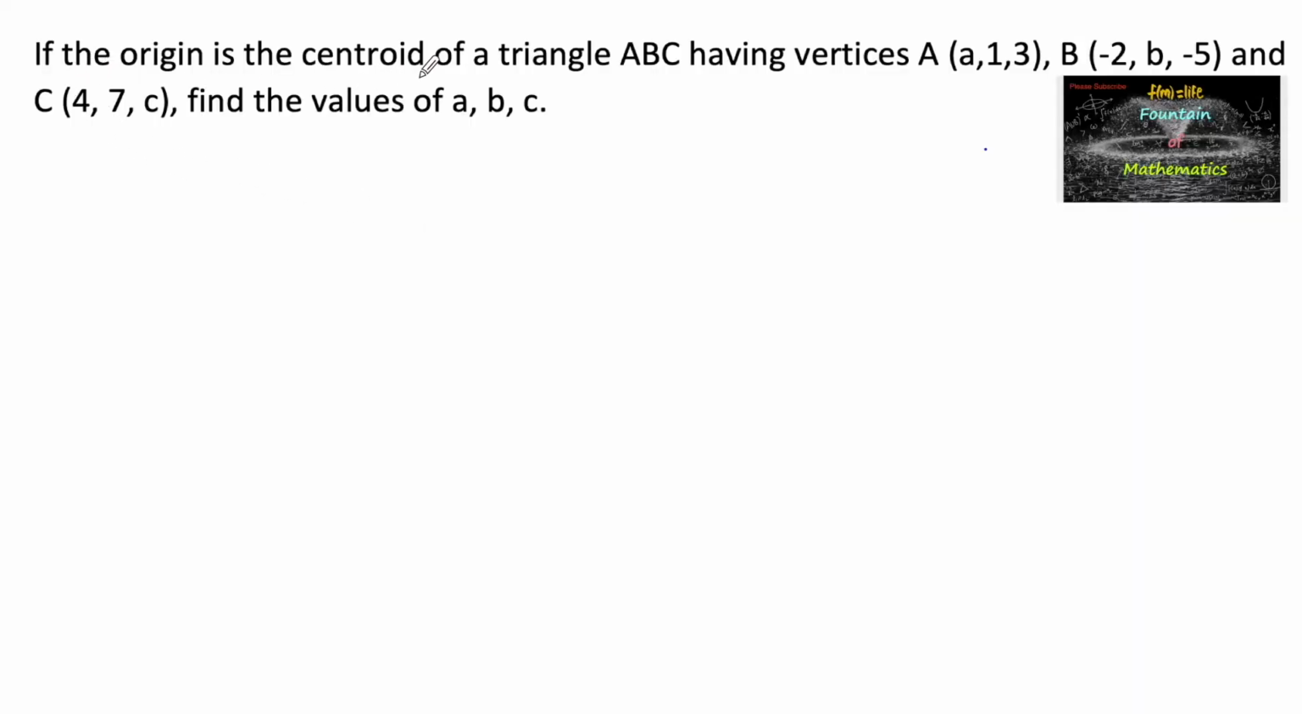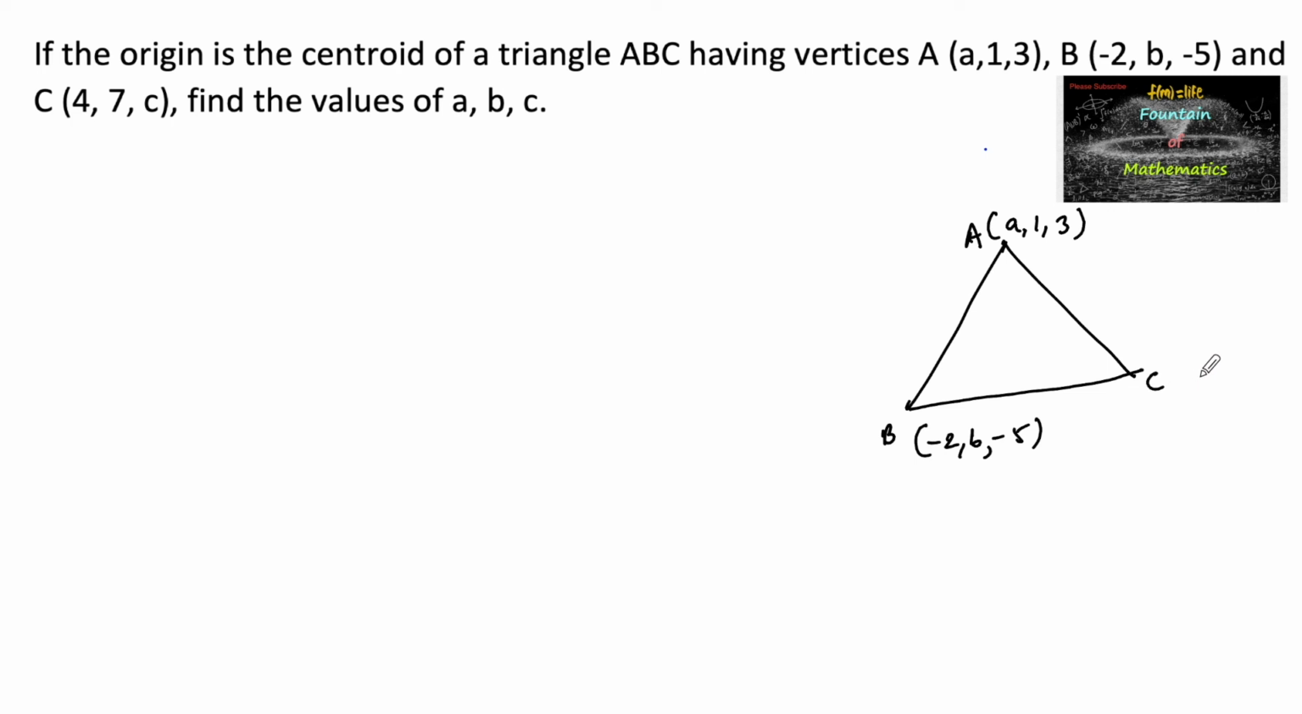If the origin is the centroid of a triangle ABC having vertices A(a, 1, 3), B(-2, b, -5), and C(4, 7, c), then we need to find the values of a, b, c.